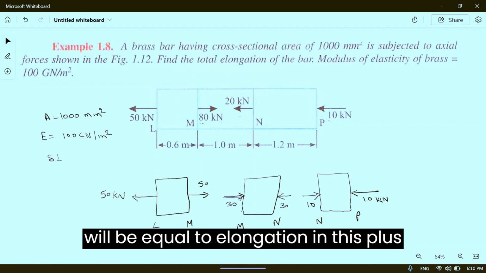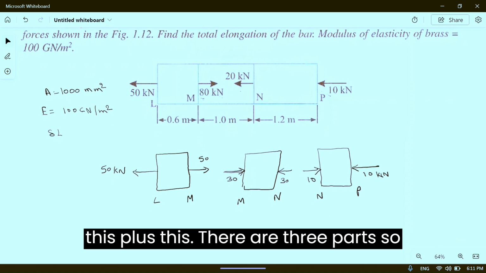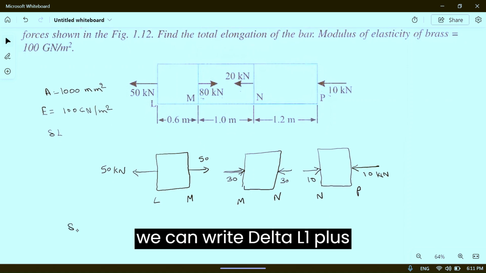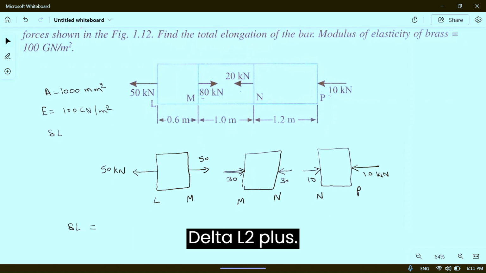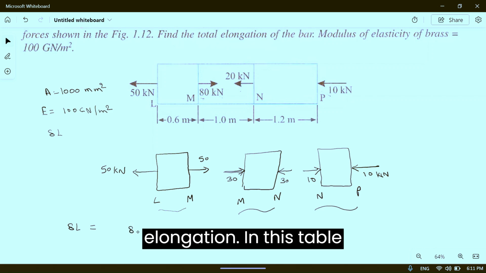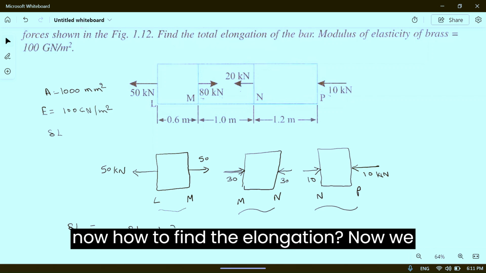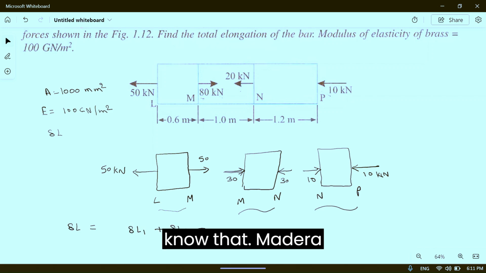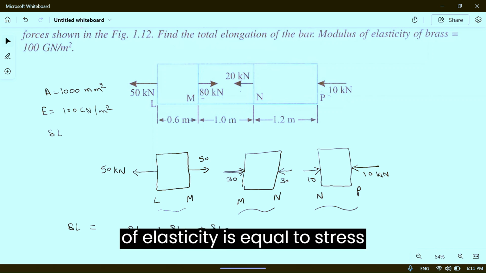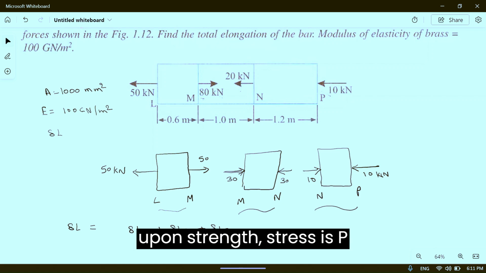so we have to find delta L, means total elongation. So total elongation will be equal to elongation in this plus this plus this. There are three parts, so we can write delta L1 plus delta L2 plus delta L3. This is the elongation in these three parts.